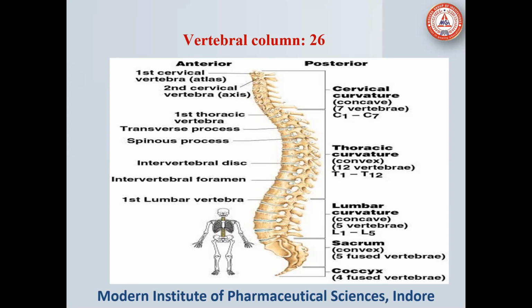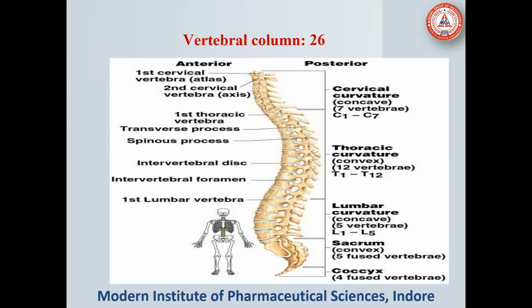Now, the second region, the thoracic curvature, or thoracic vertebrae, or thoracic spine. The 12 thoracic vertebrae are larger than the cervical vertebrae because this section of the vertebral column has to support more body weight. The bodies and the transverse processes have facets for articulation with the ribs.